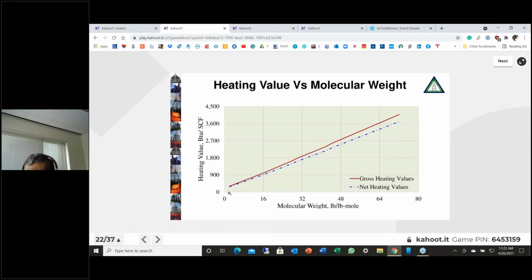This is a chart of heating value. We have the molecular weight of paraffin hydrocarbons over here, and then we have the heating value on the y-axis. You can see the heating value is almost like a proportional straight line. The lower one is the lower heating value, the red color is the higher heating value or gross heating value.